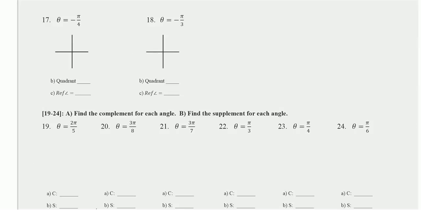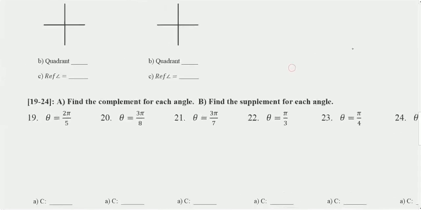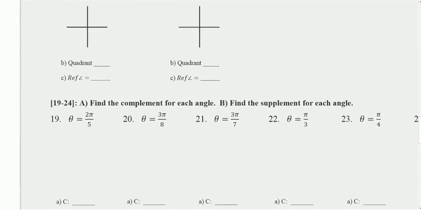On number 19 to 24, we're to find the complement for each angle and find the supplement for each angle. A complement, or complementary angles, are two angles that add up to 90 degrees. Supplementary angles are two angles that add up to 180 degrees. So let's take a look at 19.